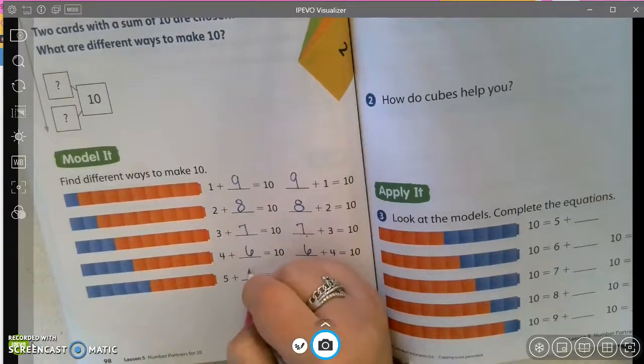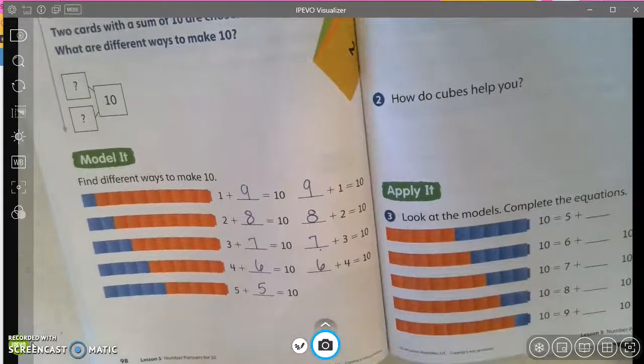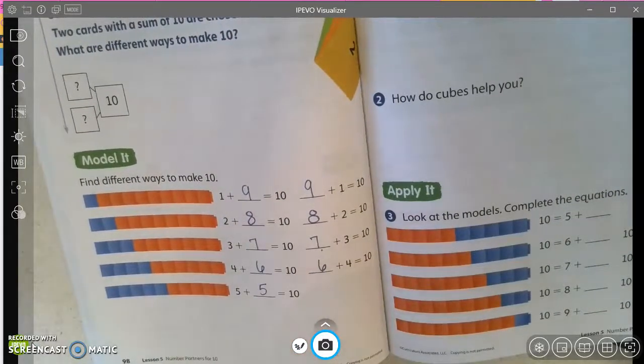5. You guys are so smart. These are all the different ways to help us make 10. Okay?